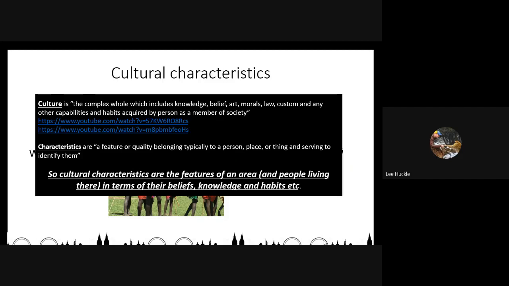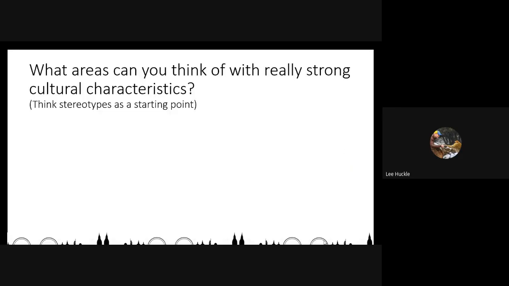We'd have then put the two together. So cultural characteristics are the features of an area and the people living in that area in terms of their beliefs, their knowledge, and their habits. So we then pose this question: what areas can you think of with really strong cultural characteristics? And this is across the world. And I did want you to be stereotypical here.